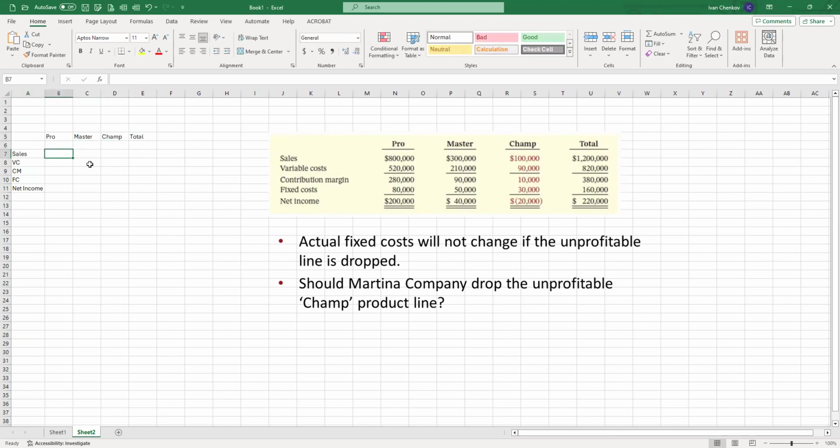Here I have 800,000. Here I have 300. And here I have 100. Then I have here 520. Then I have 210 and 90,000. Then I have the fixed cost, which is 80,000 here, 50,000 here, and 30,000. Right?